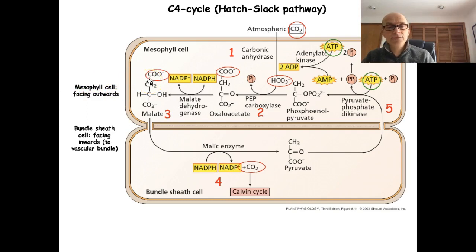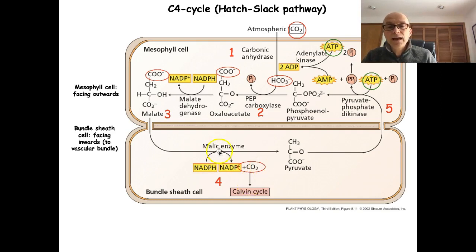towards the edge of the leaf, that is then shuttled through a specific transporter, the malate transporter, into the bundle sheath cells. So these are the inward facing bundle sheath cells. So these are close to the vascular bundles. And here we have malic enzyme using NADPH and splitting off the carbon dioxide. And that carbon dioxide then goes into the Calvin cycle. And that's the whole C3 cycle. That's the same as the Calvin-Benson cycle that we discussed earlier, the C3 cycle.